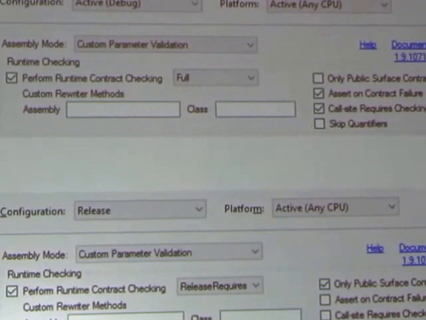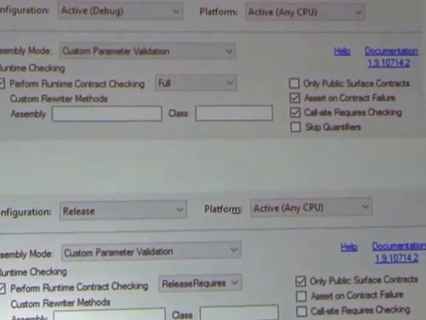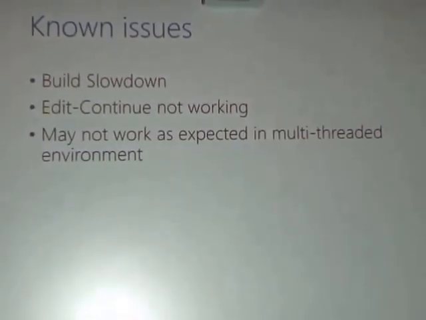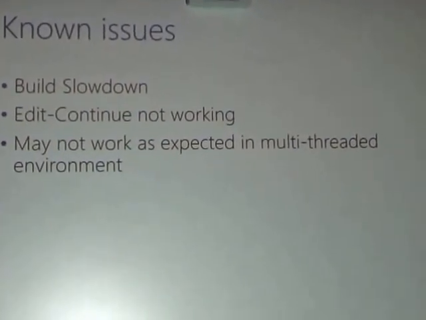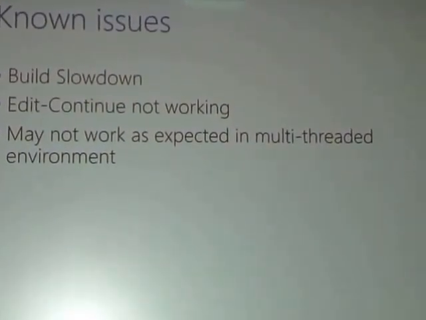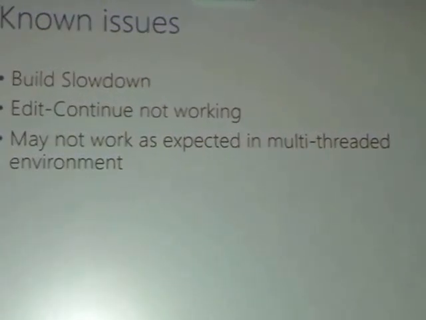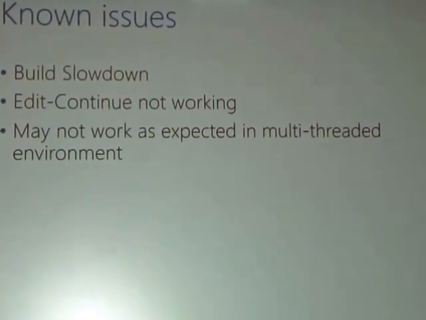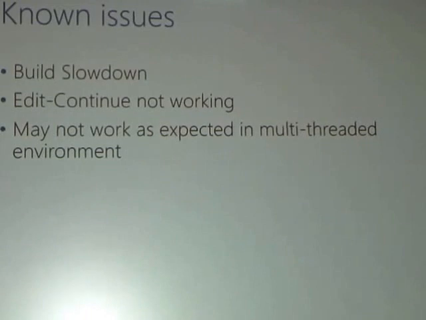So I want to finish on this high note, but unfortunately there are some issues with code contracts. So first, if you have lots of contracts, and not just preconditions but postconditions and invariants, you may see build slowdown. So, yep, it exists, they are working to make it faster, but it's still slow. Then if you use code contracts and you actively use edit and continue, you will be disappointed because edit and continue will not work for the code which uses code contracts.